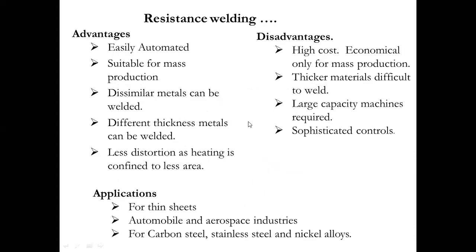Coming to the advantages and disadvantages, right? Resistance welding is highly automated, and the disadvantage is it cannot weld thicker materials. It is constrained to only 3 to 6 mm, right? And dissimilar metals it can also weld, right? So the main applications are for thin sheets only. It can weld the casing of the aeroplane, and the casing in shipbuilding is welded with resistance welding, right? So coming to the materials, it can weld carbon steel, stainless steel, and nickel alloys.